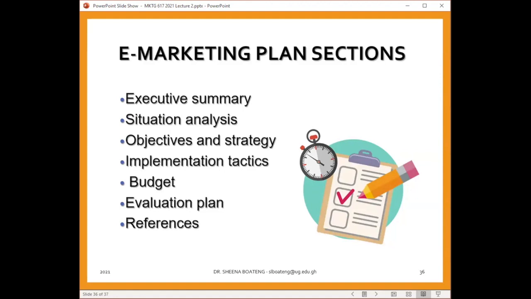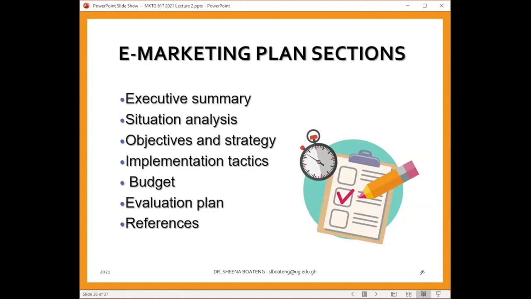Then once that is done, I think it usually doesn't go beyond 1 page, because it's supposed to be an executive summary. So it should be brief and succinct and give us a general gist of what the e-marketing plan contains. Now, after that, we go into the crux of the document itself, where we go through the different sections, and then we present a situation analysis.